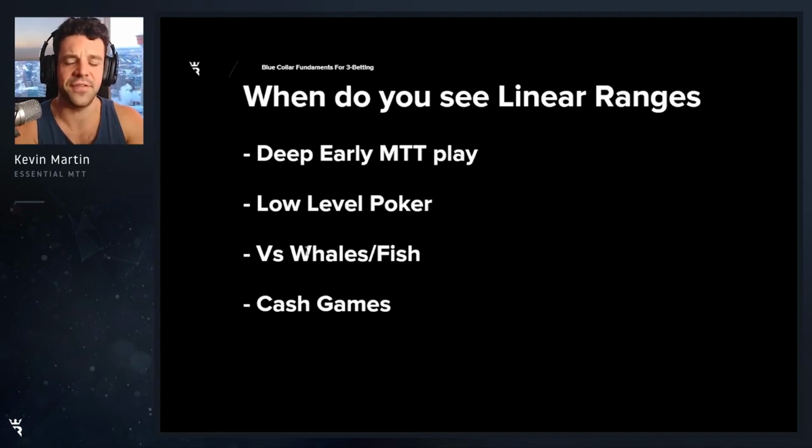And it's very good against whales and fish. Whales and fish put too much money in with weak hands. So obviously a good counter strategy is that we pile money in with our good hands. They're going to put too much money in with their weak hands, and we're going to win most of the money just because we're playing a stronger range. So they're very good against whales and fish, and very good in cash games, basically. Cash games are always deep, and you're always going to see, in general, linear ranges because of that.